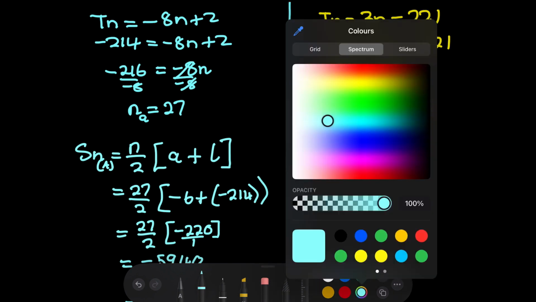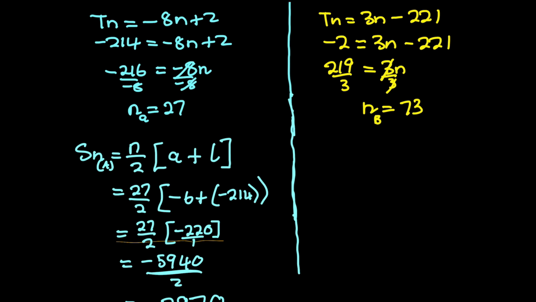Okay, let's get back to our yellow color. For the other series, I'm just going to use the same formula for B. I'm going to name this Sn of B, equals n over 2 times A plus L.